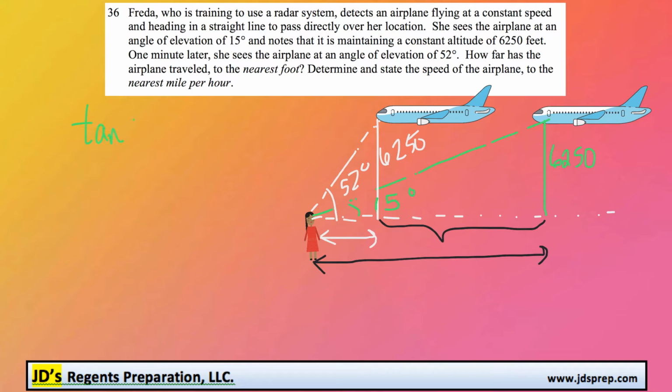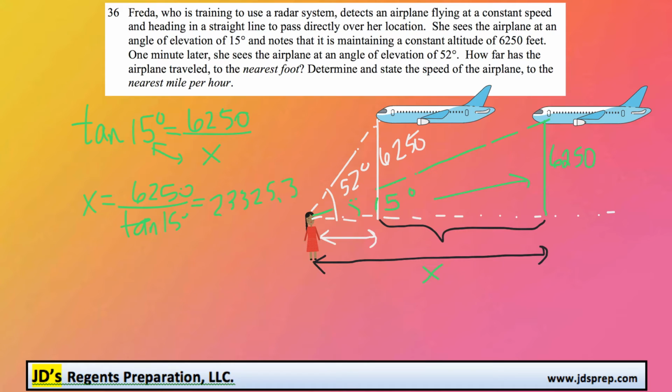So tan of 15 degrees is going to equal opposite over adjacent. So opposite is 6,250 over x, because we don't know, and that x would be this long distance here. To find out what x is, we're going to flip the positions of these. So x is going to be equal to 6,250 divided by tan of 15 degrees, which is 23,325.3.